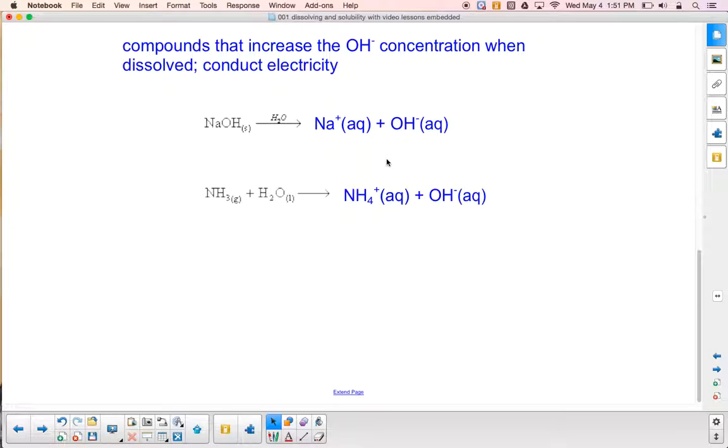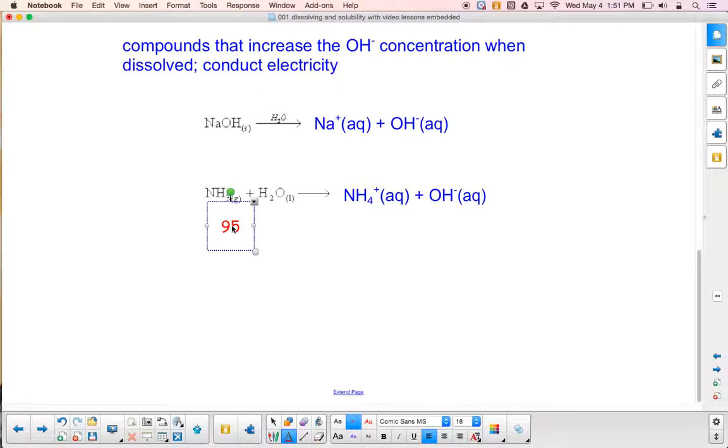Sodium hydroxide lit the light up very bright because it's a strong base. It falls apart completely. But again, the ammonia, much like our weak acid, doesn't fall apart too much at all. We're again looking at about a 95%, 5% split here on particles that remained together versus particles that reacted with the water.